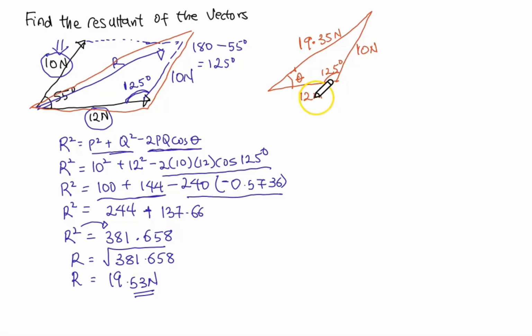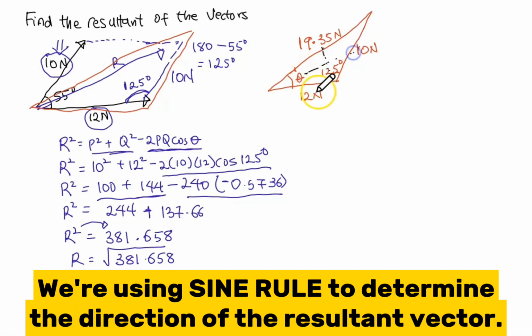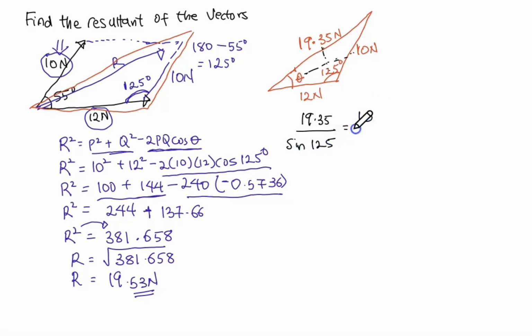So now when solving, remember we have to use sine rule. So a simple trick is that just pick a side that is complete. Now if you look at this side has a complete angle, then pick the side that is facing the angle we need. So we need this theta, and theta is opposite to 10 Newton. So what we are simply going to do is that we are going to take this side, which is 19.35 over the sine of the angle, which is sine 125, is equal to the other side 10 over sine of the direction we need, which is theta.